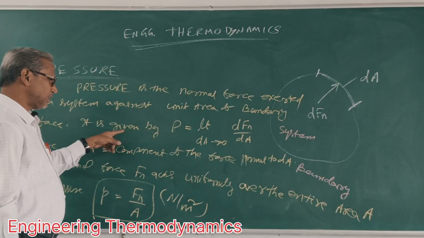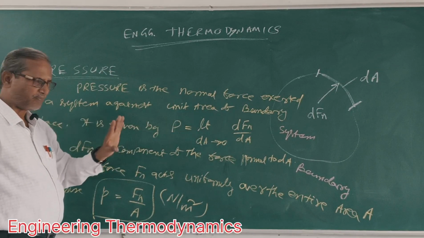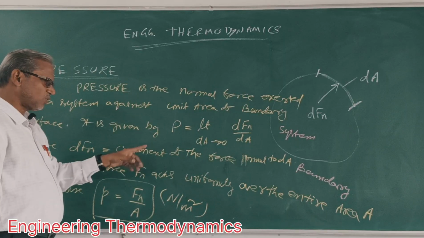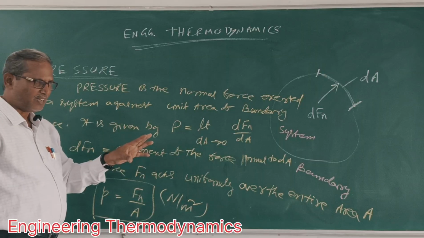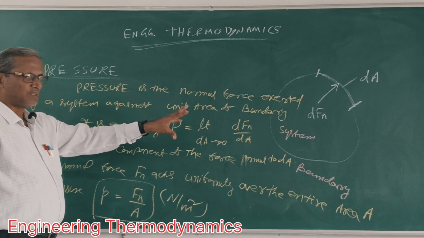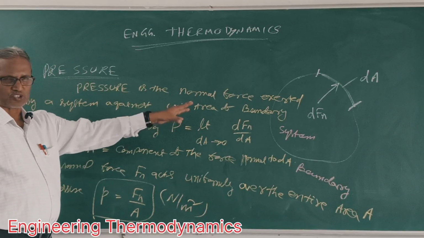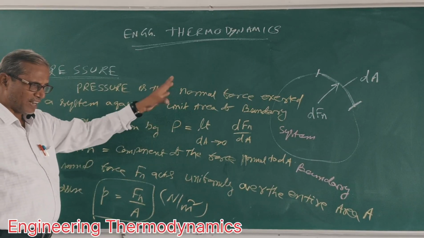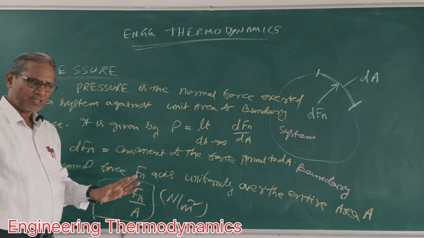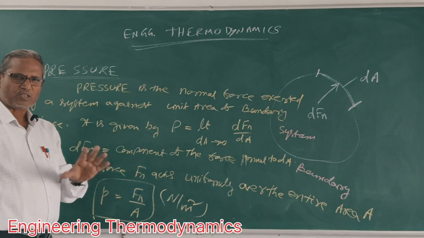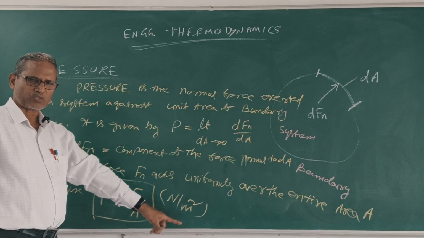Clear? It is given by P equal to the limit of dFn by dA, where dFn is the component of the force normal to the area dA. For a small area dA, the force is dFn. If Fn is the total force over the total area A, then pressure P is equal to Fn by A. Clear? The normal force per unit area of cross section is in Newton per meter square.